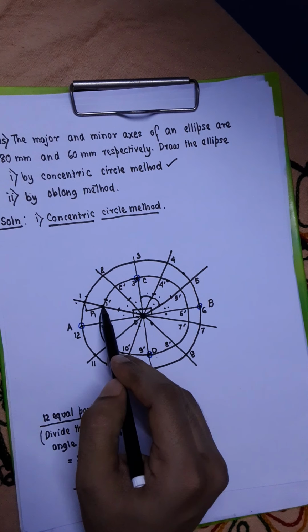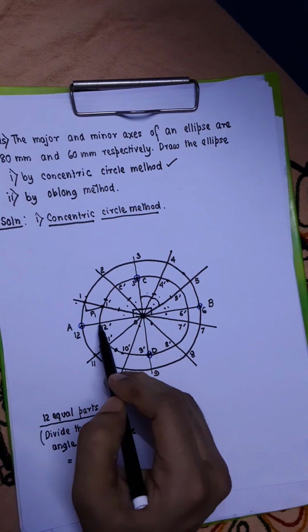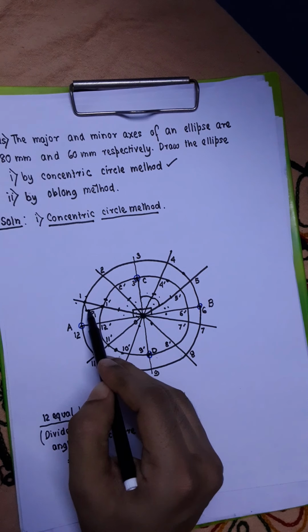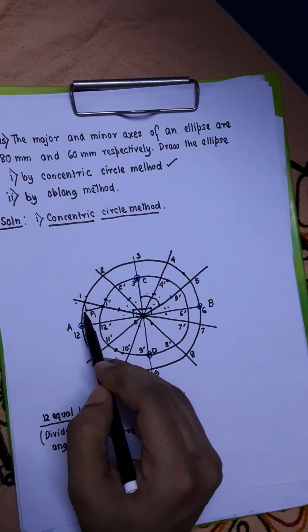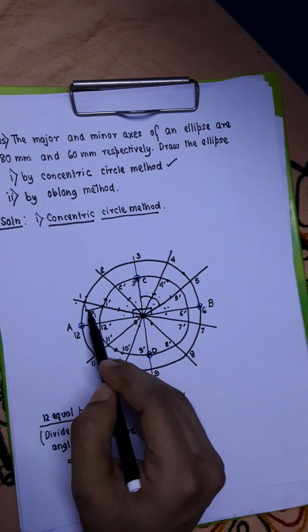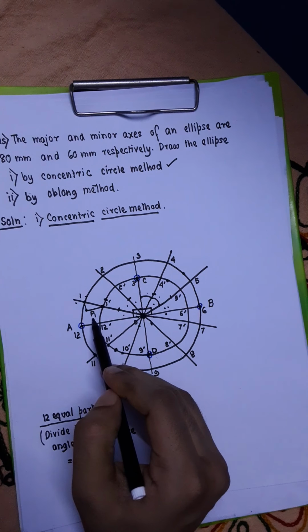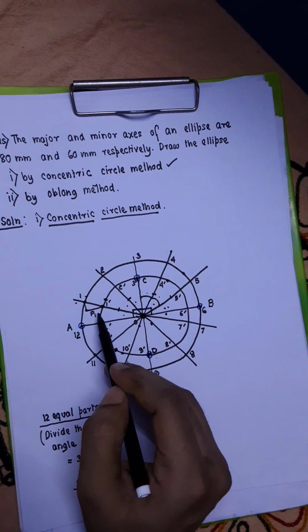Because 1 dashed is a point lying on the minor axis, the line originating from 1 dashed should be parallel to the other axis, that is the major axis, which makes this line horizontal, and 1 is a point on the major axis circle. So the line originating from this point 1 should be parallel to the other axis, means parallel to the minor axis. So it should be vertical. So this vertical line and this horizontal line will intersect at some point which you are going to call as P1. P1 is going to be one of the points which is going to lie on the final elliptic curve.